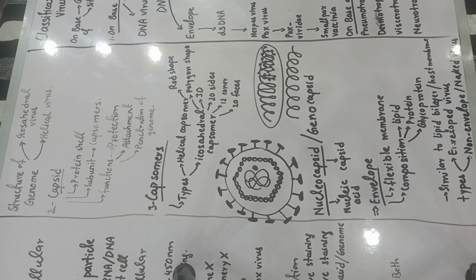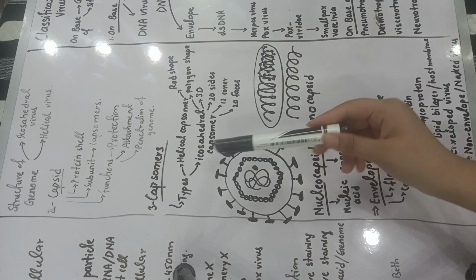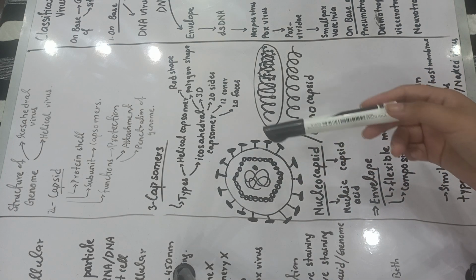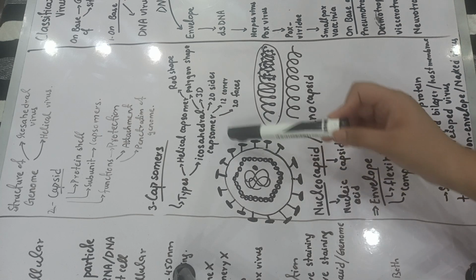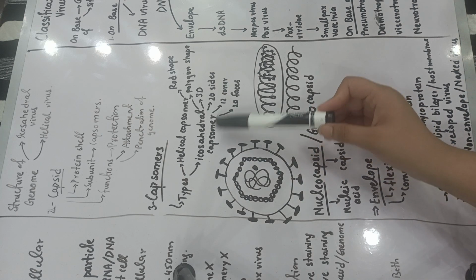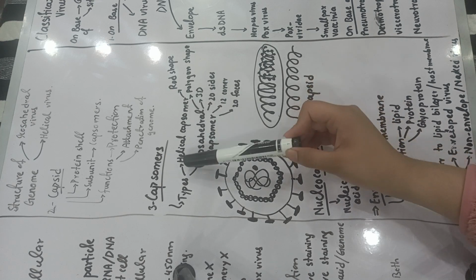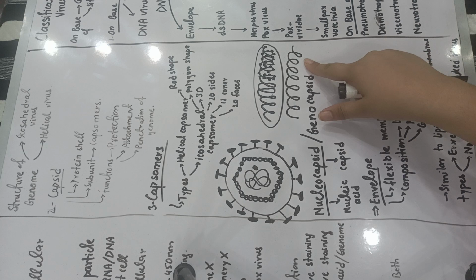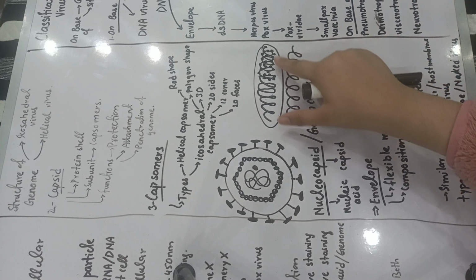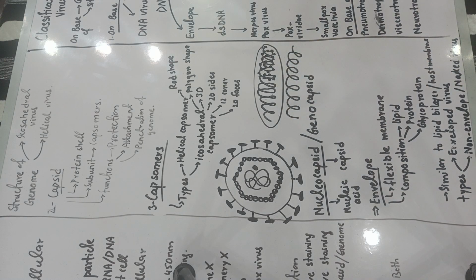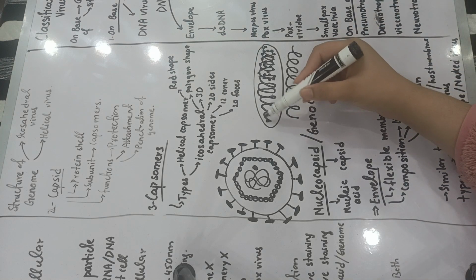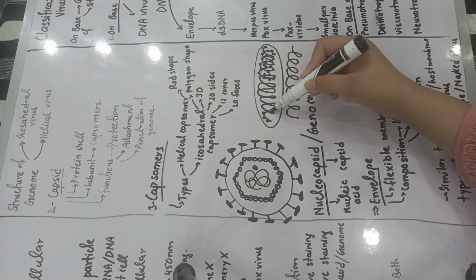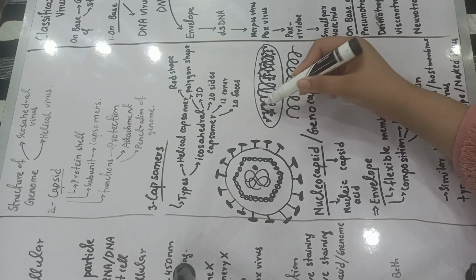Now let's explain all the things about the capsomere. What is the capsomere? It is the protein subunit by which the capsid is made. There are two types of capsomere: helical capsomere and icosahedral capsomere. The helical capsomere is in the form of a rod shape. As you can see here, this is the helical genome, and it is enclosed here. Various circles of capsomere subunits surround it in the form of a rod shape.